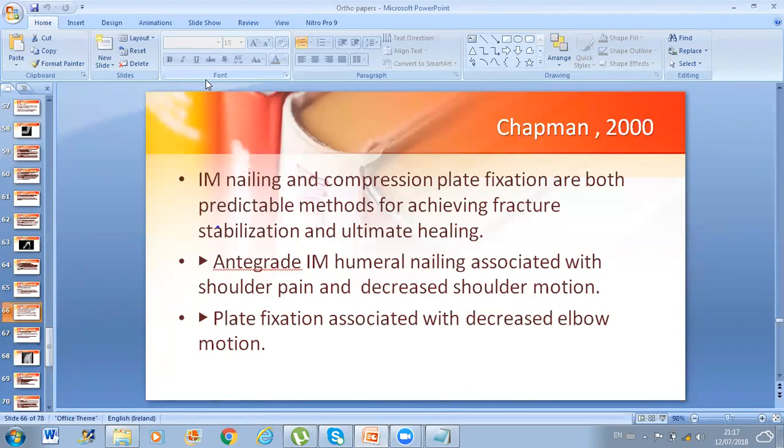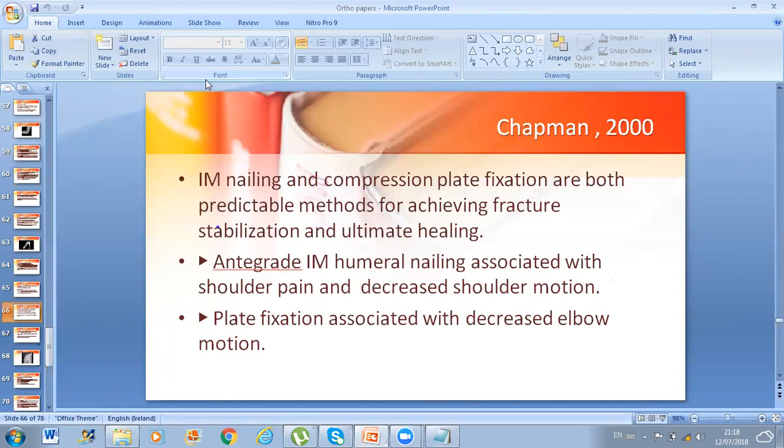For antegrade nailing, we have to make the entry around the shoulder, and there are more chances of shoulder problems. This is the answer. So in the upper limb, plating is better than nailing. Nowadays we say that shoulder pain is more common with nailing. Here, Chapman 2000 said that antegrade nailing is associated with shoulder pain and decreased shoulder motion.